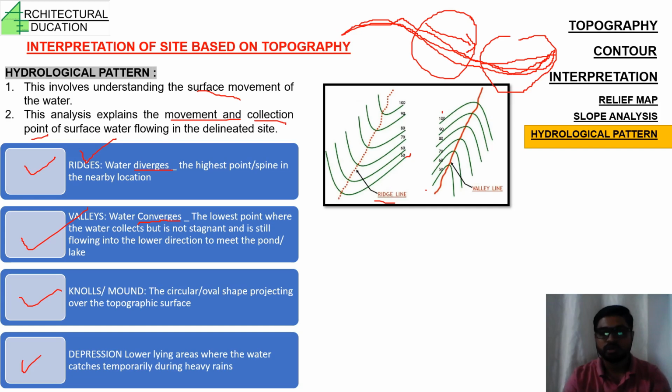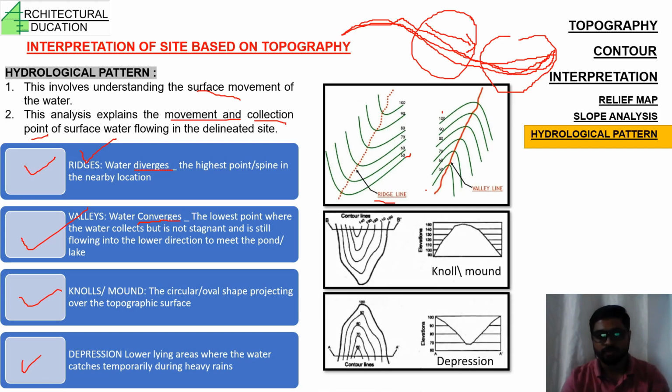Now next one, knolls and mound. As you can see over here, this is another one where you can find that the highest location is over here and this is the lower portion. So when you see it in the form of a section, you find that this is a kind of mound, or in other words mountain, or something which is hilly. So we can call it a knoll or a mound. The same thing when you see, this is the higher line over here and this is the lower line. So what is happening over here? There is a depression forming where the water gets collected over here.